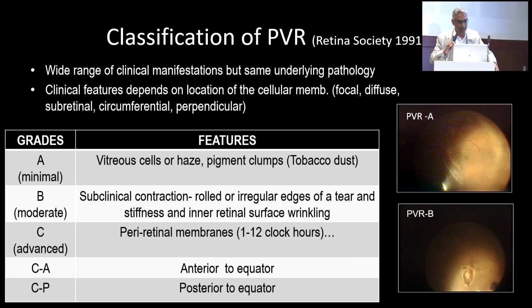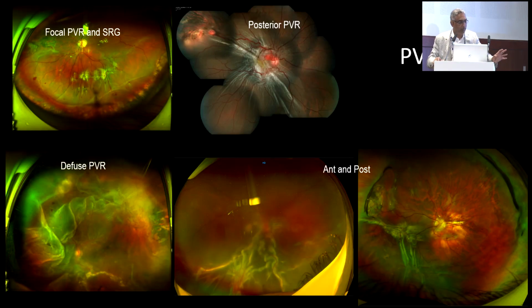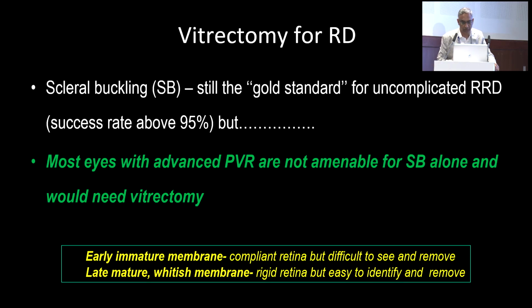So, just a word on classification: A, B, C, D. No, I don't go into detail about that. What is coming to PVR, straight C, you can see variable pictures, and that's why your management changes accordingly, case to case.